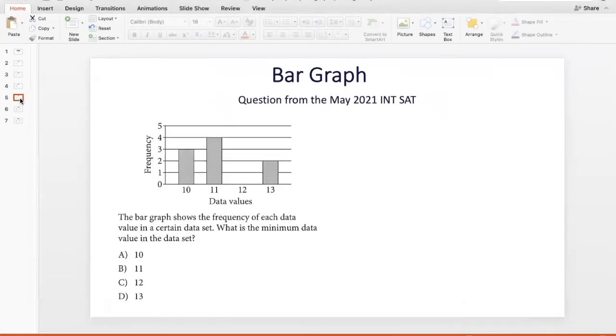Another problem. This is from the May 2021 international test. The bar graph shows the frequency of each data value in a certain data set. What is the minimum data value in the data set?